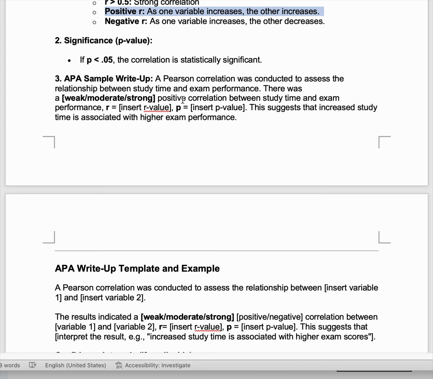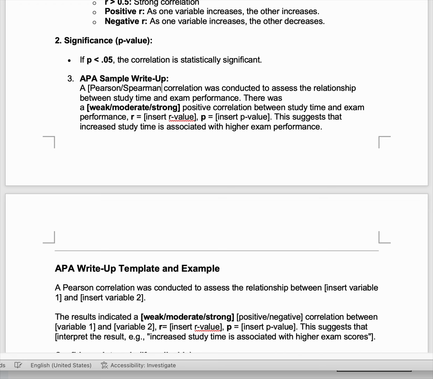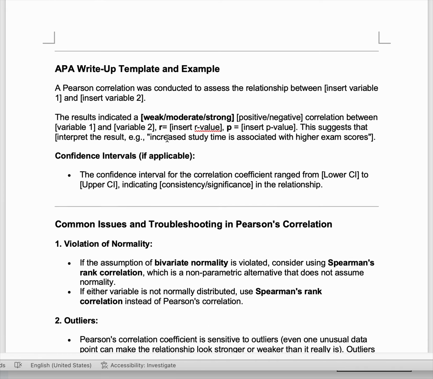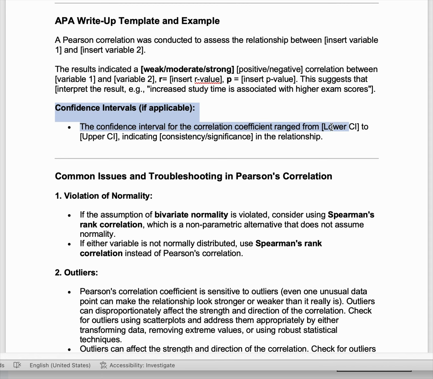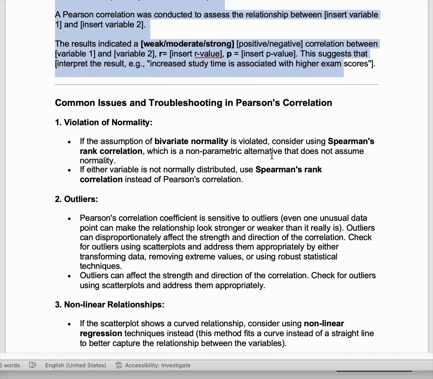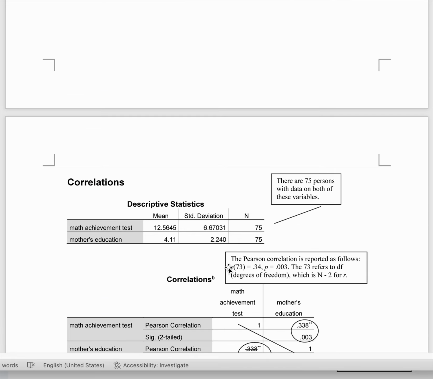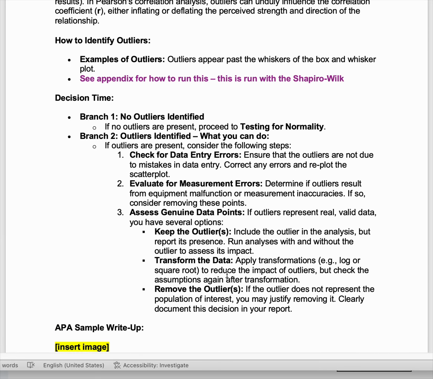And so here is a very basic APA write-up that you would want to use. You would say a Pearson or a Spearman, depending on which one you went with, depending on your assumptions and your linearity. And you're going to report this out. I have an expanded write-up here. We don't really care about the confidence intervals, so I'm just going to remove that part. I have this as the standard write-up, in APA formatting, and then I just have some common issues that you can find. So that is how you look at a correlation and how you run the correlation for your data set.